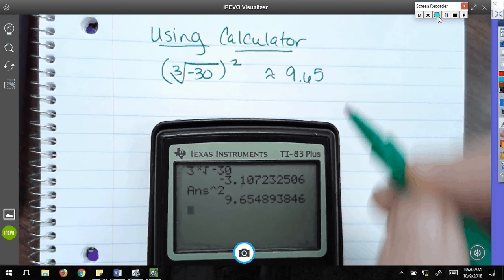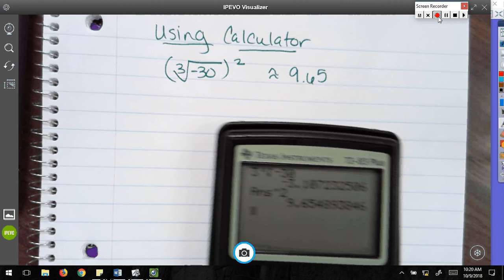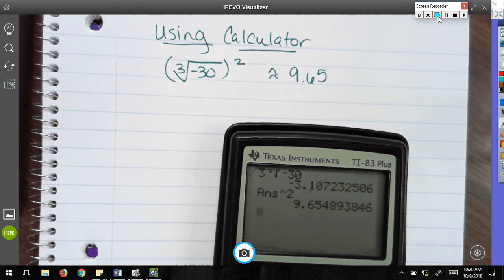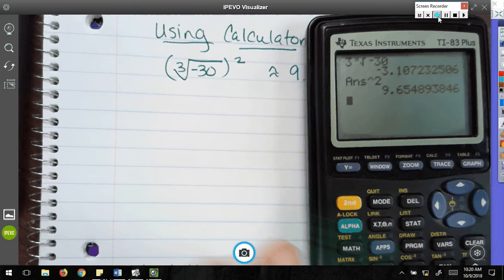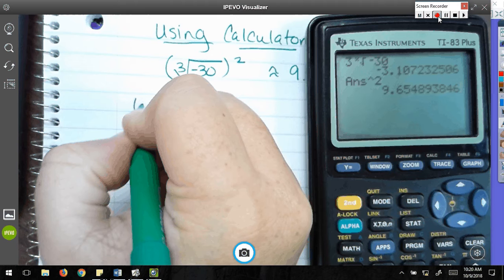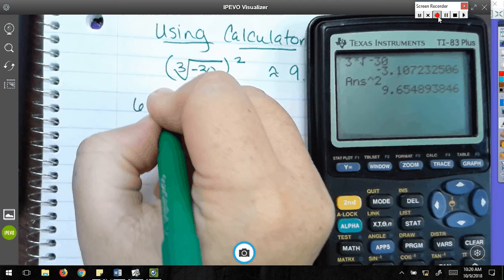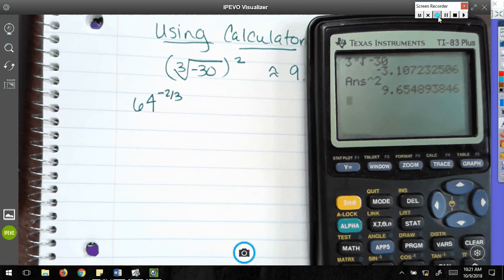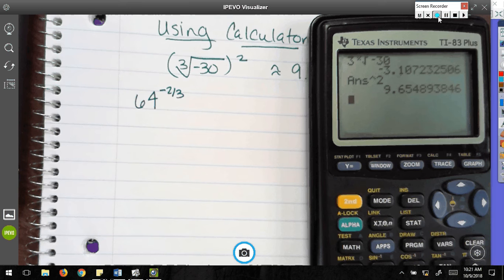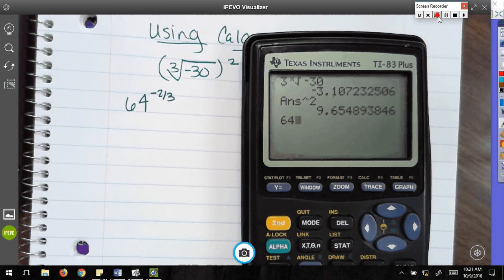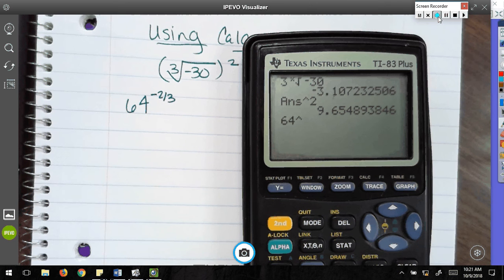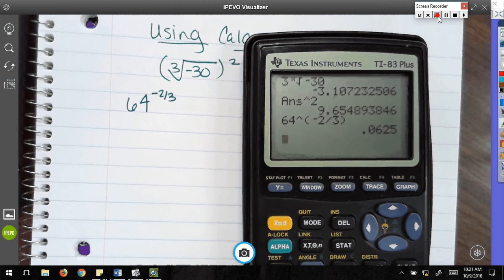Now to enter in a rational exponent, just be very careful. I know you probably know how to do this, but just to make sure you know how to use your calculator to evaluate these. I want to do 64, okay? I'm going to raise it up. Remember, if I have a fraction, I really need to put it in parentheses. So I'm going to do parentheses, negative 2 divided by 3, and I get 0.0625.